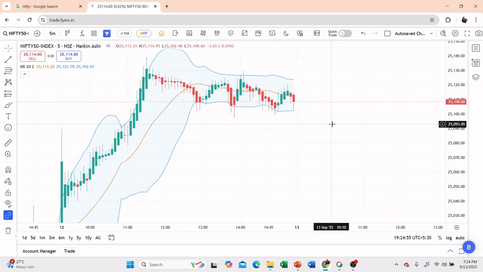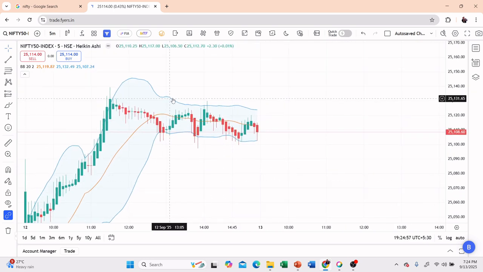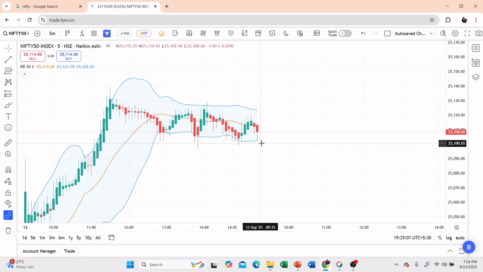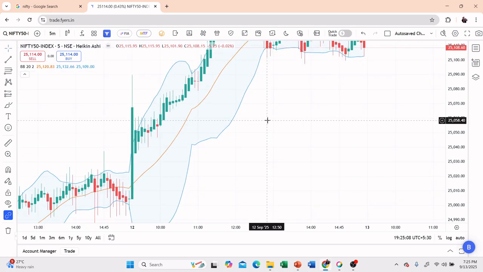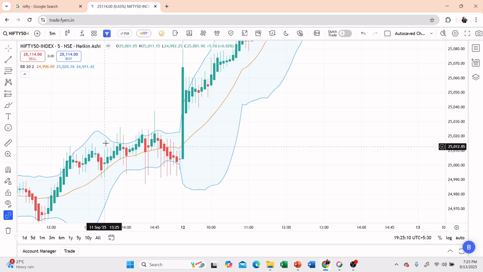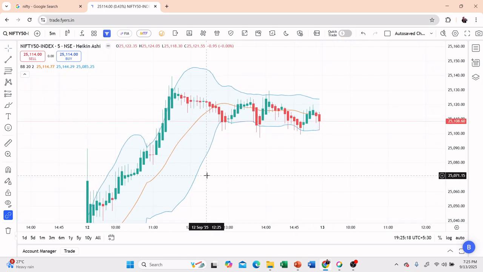Now how do we use this? Whenever there is a narrowing of the band like this, it can go on either side. It can either expand on the lower side or it can expand on the higher end. The breakout can happen. That's where it gives a clear signal. Now see this one, there is a narrow range, narrow band, then a breakout happened on the higher end. That's when you take a call.